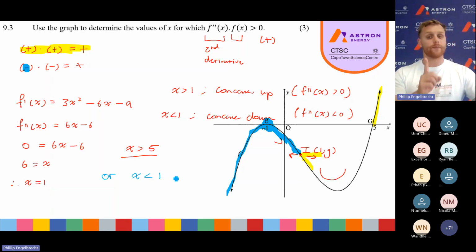However, remember, at this point over here, at point E, our function is equal to 0. And we want to know when it is above 0, not equal to 0. So then I say that x is either greater than 5 or x is less than 1, but x is not equal to negative 1. And that is my answer, guys.